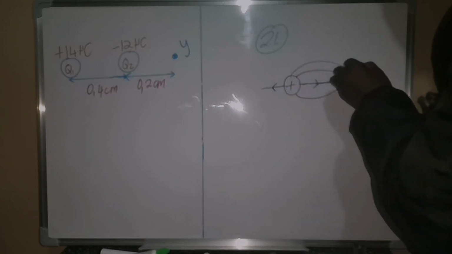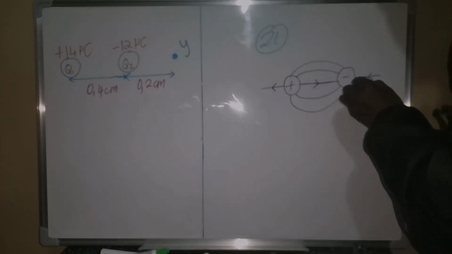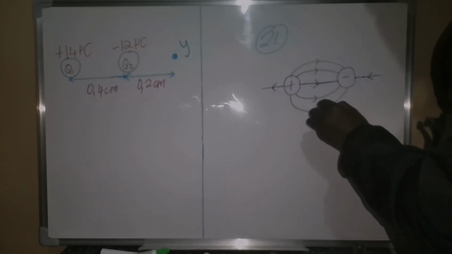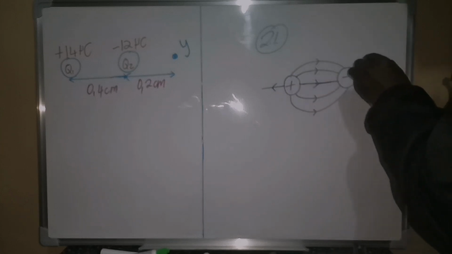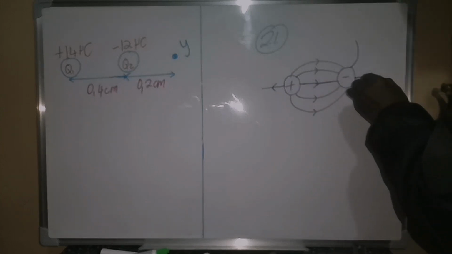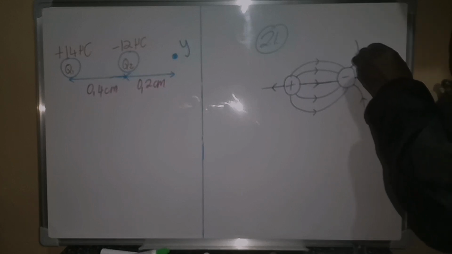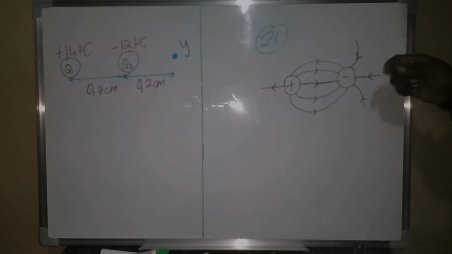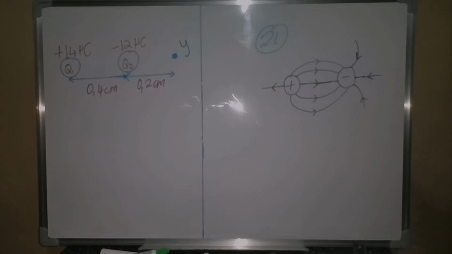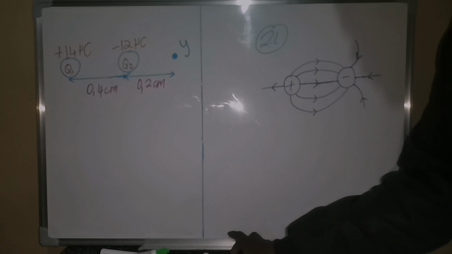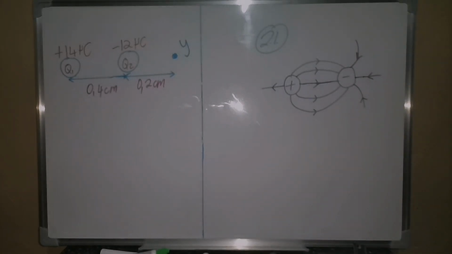Yes, guys, this is how we draw the electric field around. The positive charges release. The negative charges put everything that comes from the positives inside. This is how we draw the electric field around these two points. Very simple and straightforward. I hope you understand what's happening here. Let us go to the next question.